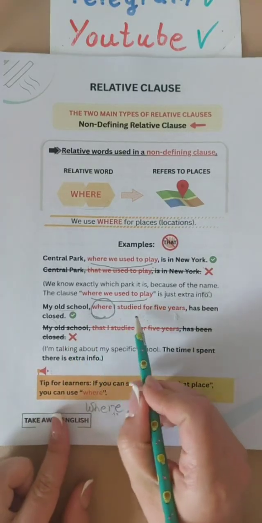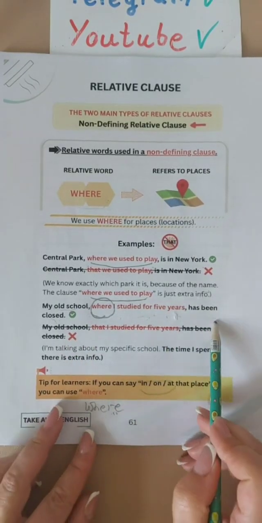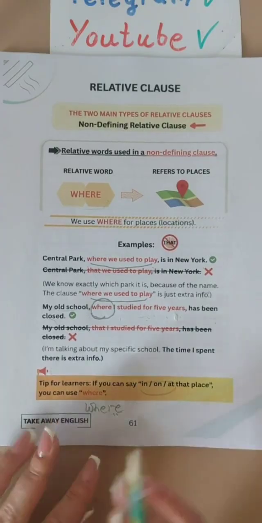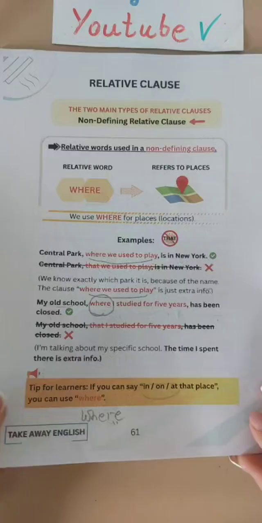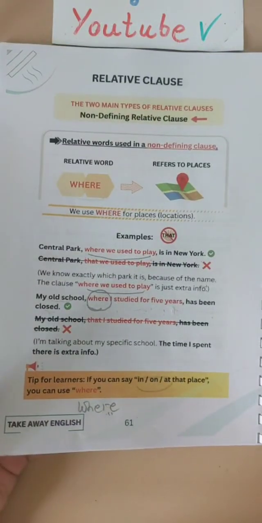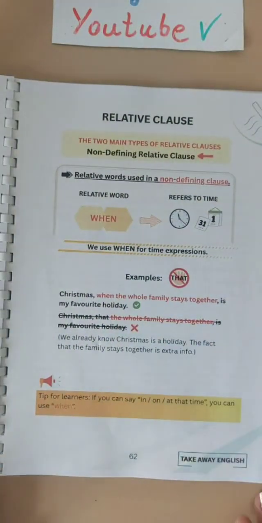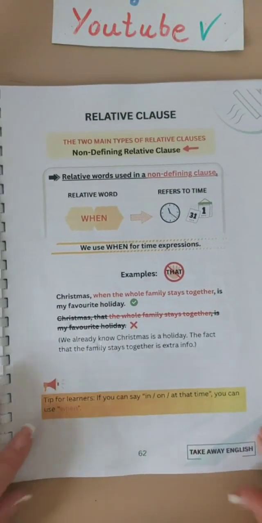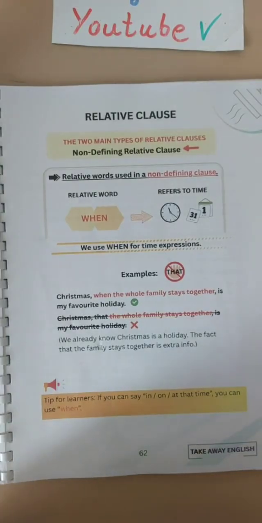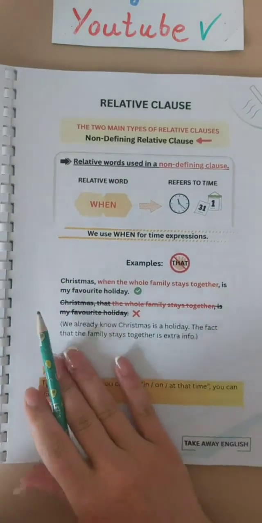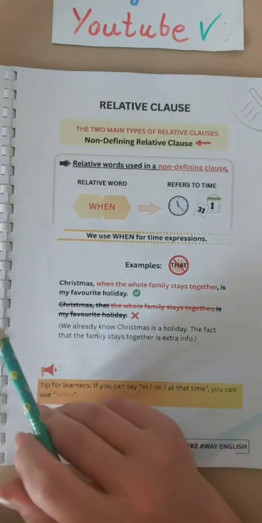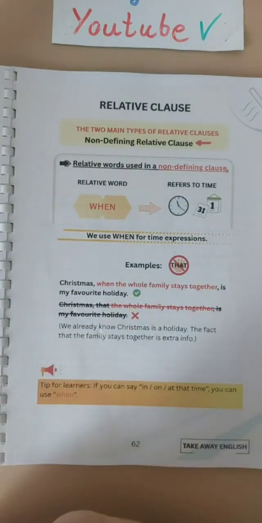My old school where I studied for 5 years has been closed. No preposition, okay? And the same goes with when. When can describe, we use when for time. The same goes with when. When we use when, we don't use preposition.